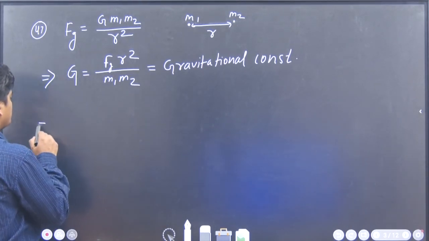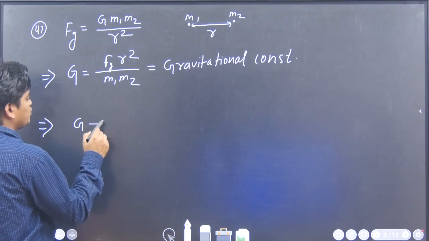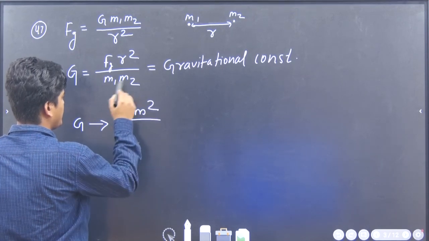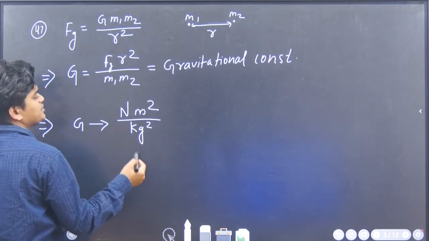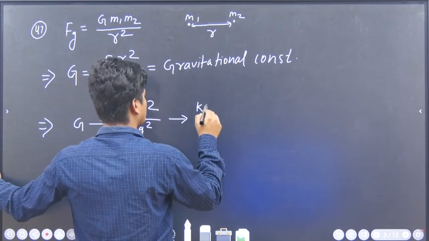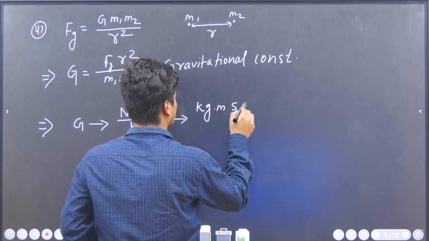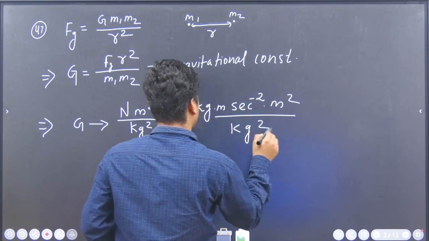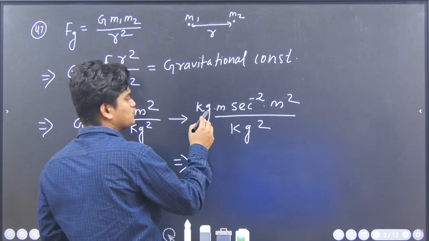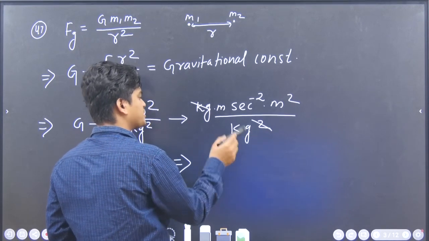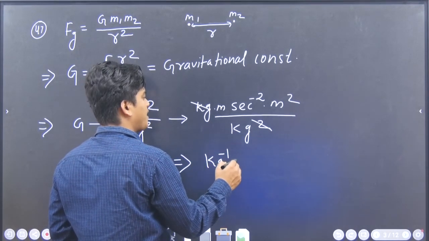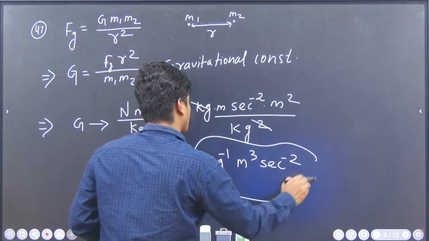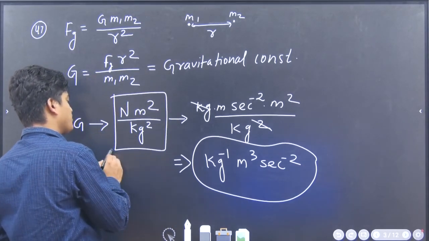So that time what I will do here, this implies G unit is nothing but F unit is Newton, distance square means meter square, and m1 m2 means it is kg into kg, which is kg square. This one also can be written as Newton is nothing but kg into meter second to the power minus 2 into meter square divided by kg square. Now from here you can write, kg will cancel to this square, this kg will go off, so it will become kg to the power minus 1, meter to the power 3 and second to the power minus 2. So this unit also you can remember for G.